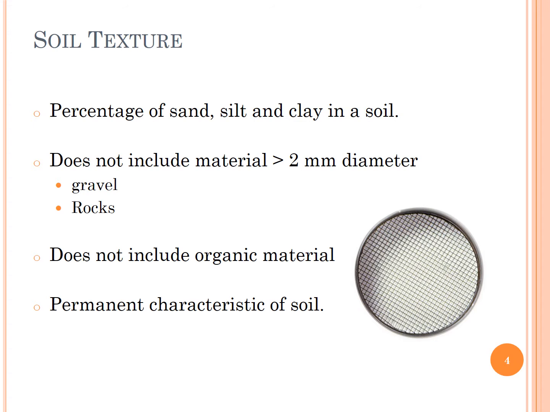Soil texture is defined as the percentage of sand, silt, and clay in a soil. This does not include material that's greater than 2 millimeters in diameter, such as gravel and rocks. So soil texture, again, only includes sand, silt, and clay. This does not include organic material, and texture is a permanent characteristic of soil.